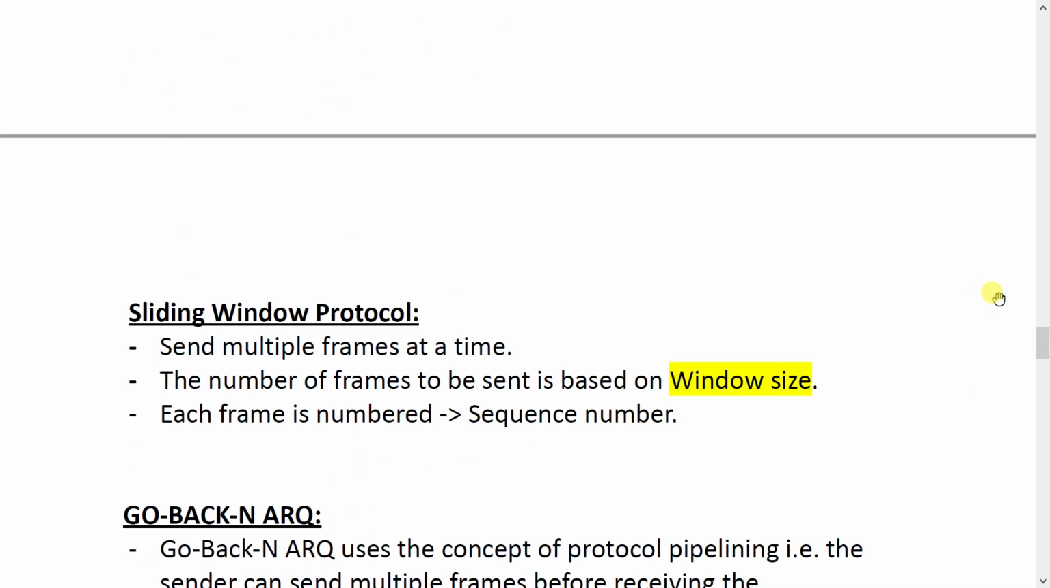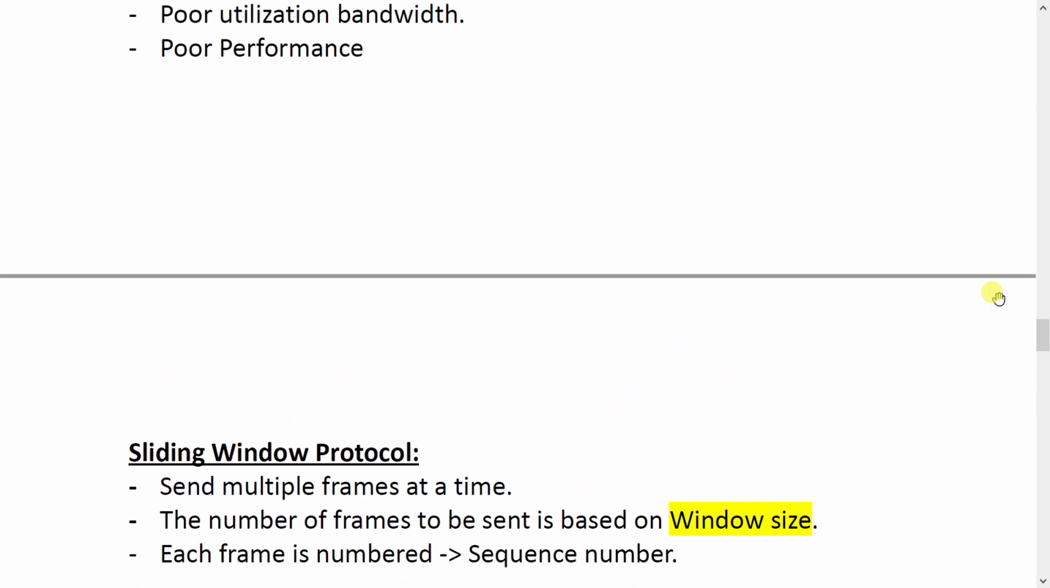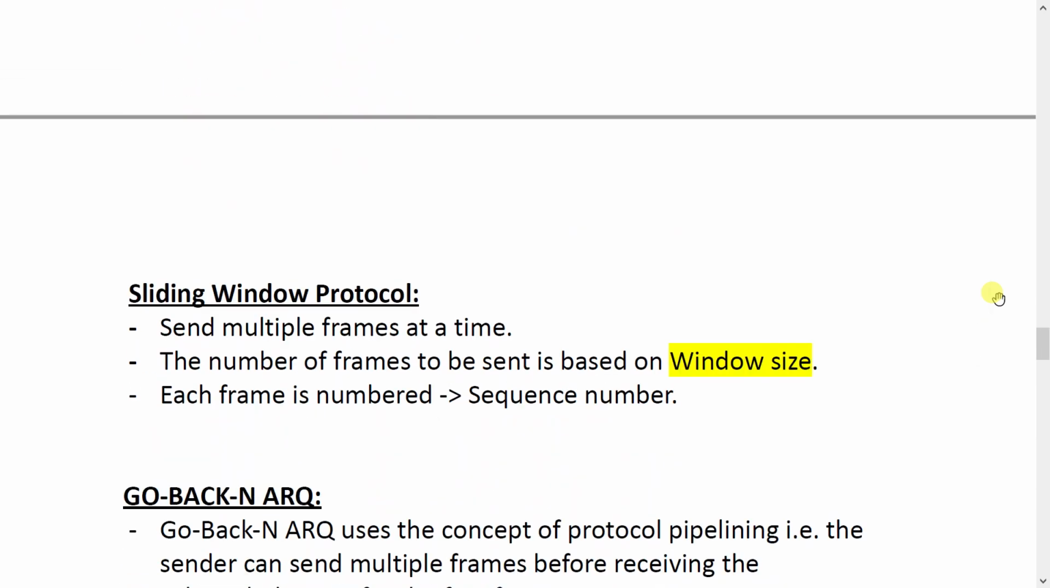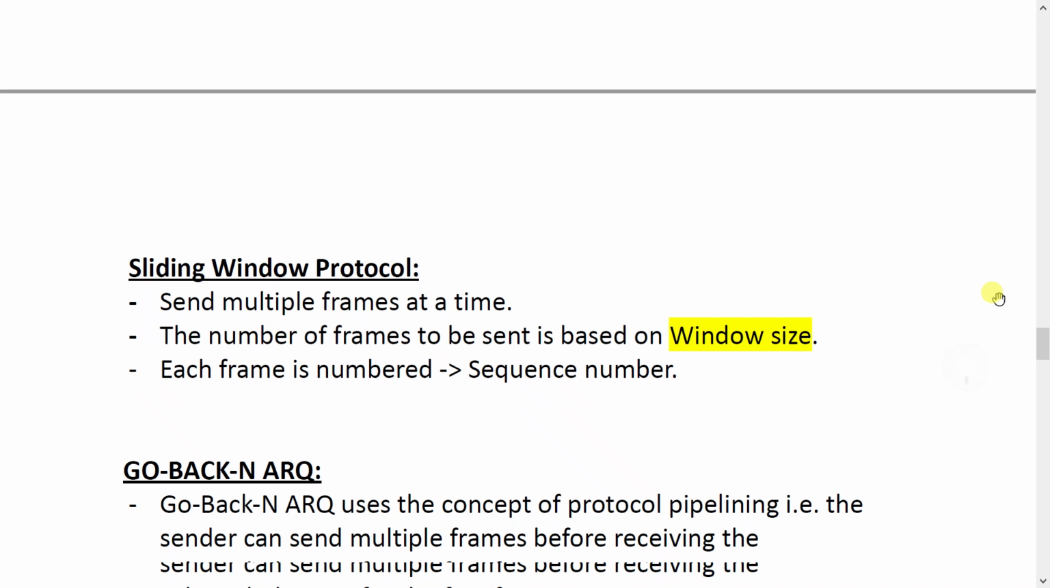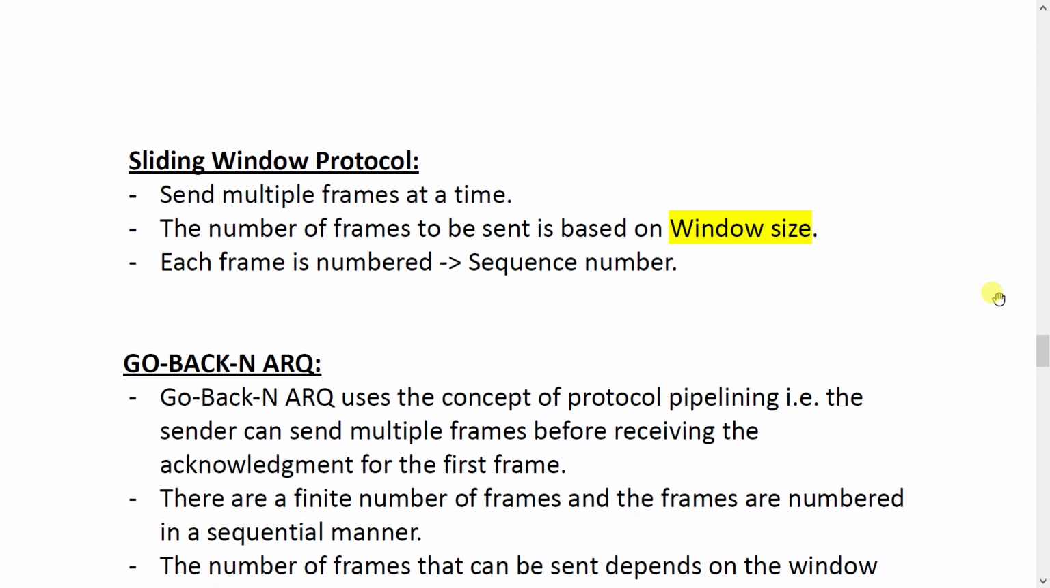To solve this problem associated with the stop and wait ARQ protocol, and improve its throughput further, we use the idea of the sliding window protocol. So what's the idea of the sliding window protocol? Instead of sending just one frame at a time, you are sending multiple frames at a time. The number of frames to be sent is based on the window size.